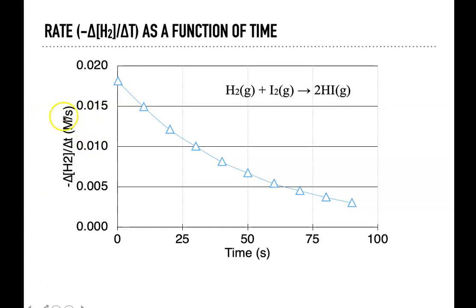Now, this slide shows the rate of consumption of hydrogen over time. Initially the rate is high. As time goes on, the rate is decreasing because hydrogen is continuously reacting and being consumed. So the concentration of hydrogen is decreasing, and then the rate should be decreasing because there are fewer reactants to keep this reaction going. We see that it is also exponentially decreasing.